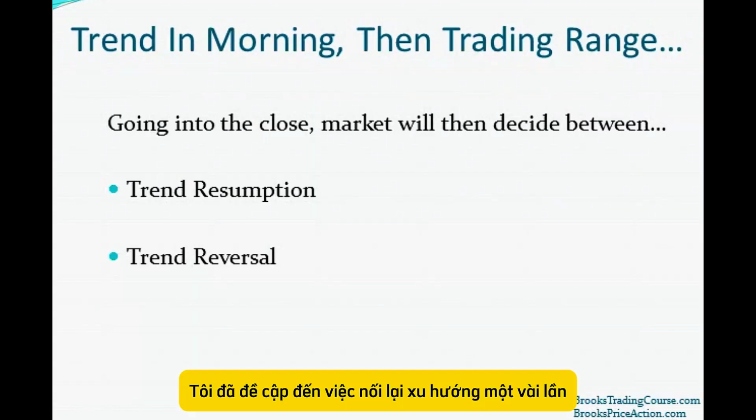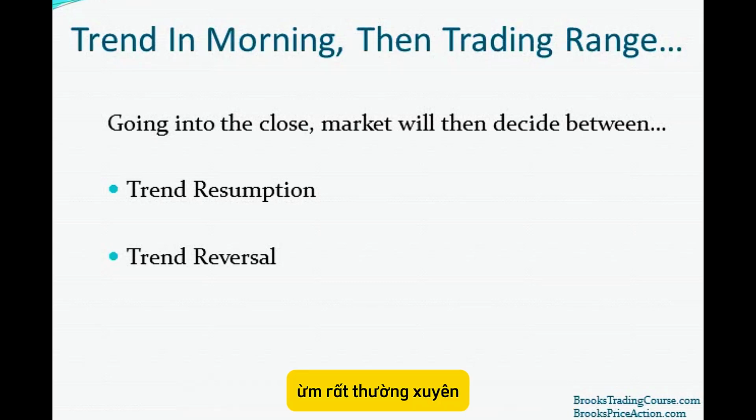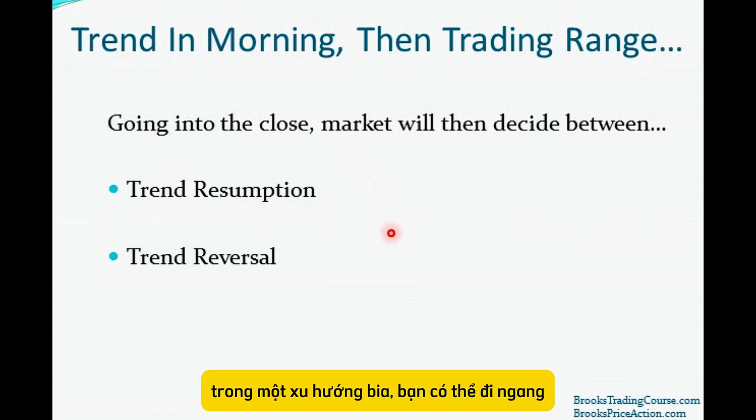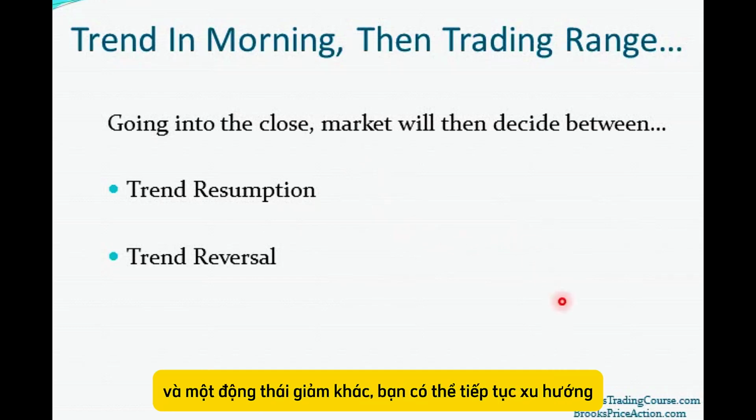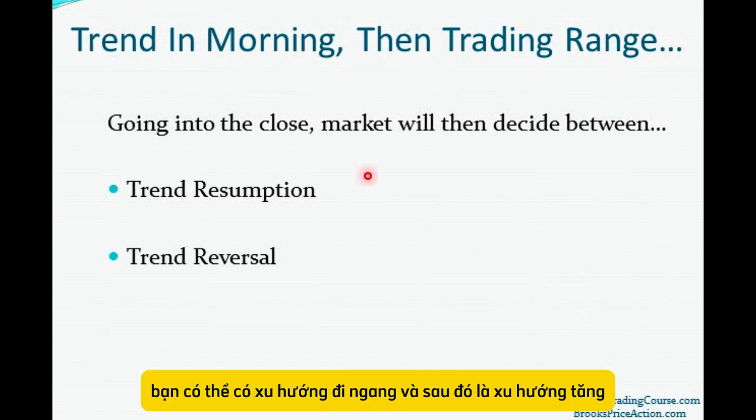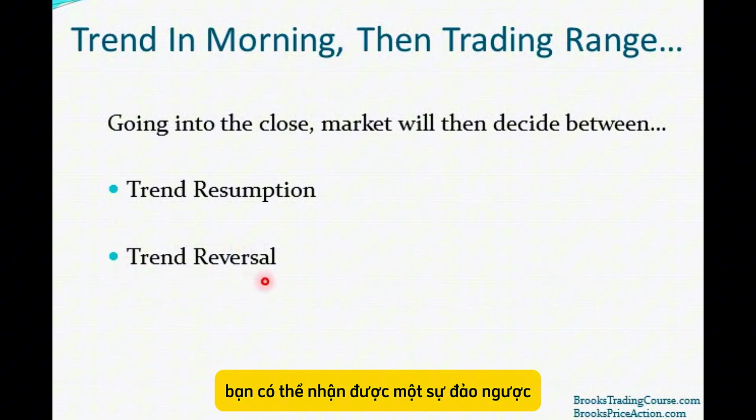I mentioned trend resumption a couple of times. Very often the market will have a trend in the morning and then sideways for midday. At the end of the day, 2 things can happen. The trend can resume, so you get, for example, on a bear trend, a down move, sideways, and another down move. You can get trend resumption. Alternatively, you can have a trend down, sideways, and then a trend up. You can get a reversal.